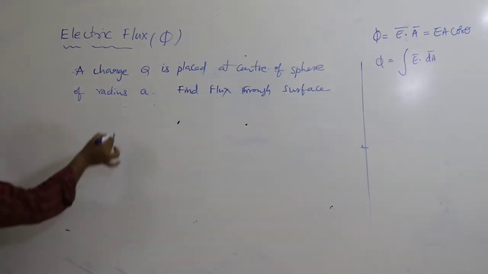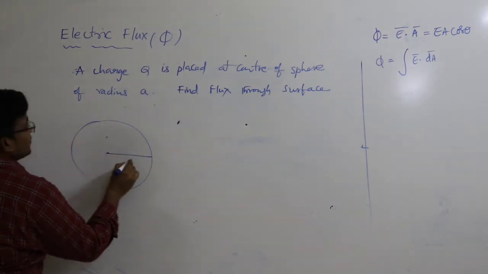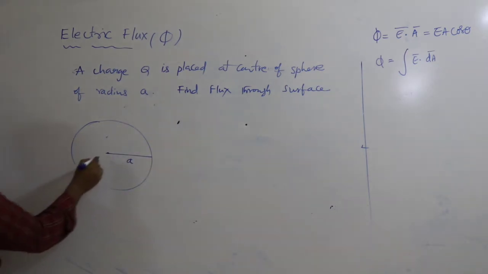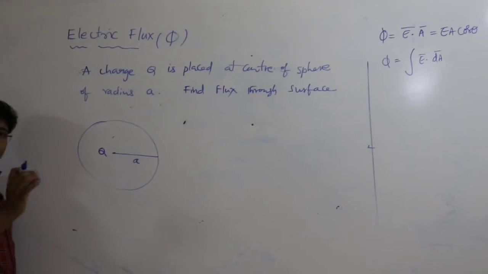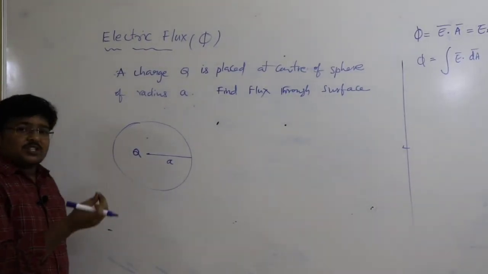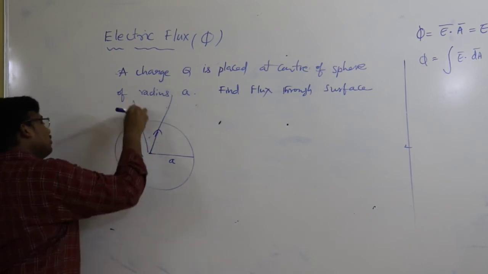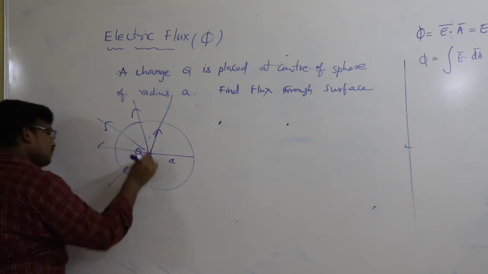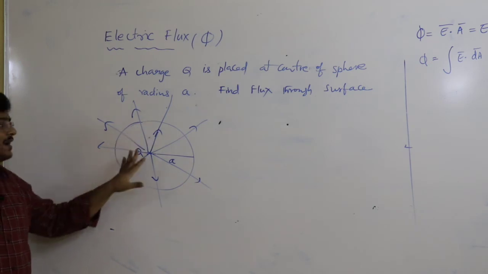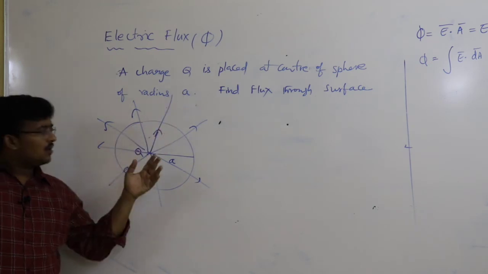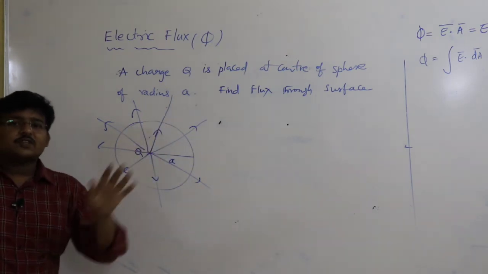So here they have taken a spherical surface whose radius is a, and at the center they kept a charge q. You can say that charge q is positive, and from this charge electric field lines will start. So field lines will start like this, they go like this. Some lines are starting and they are crossing that spherical surface. So definitely some flux is linked with the surface.